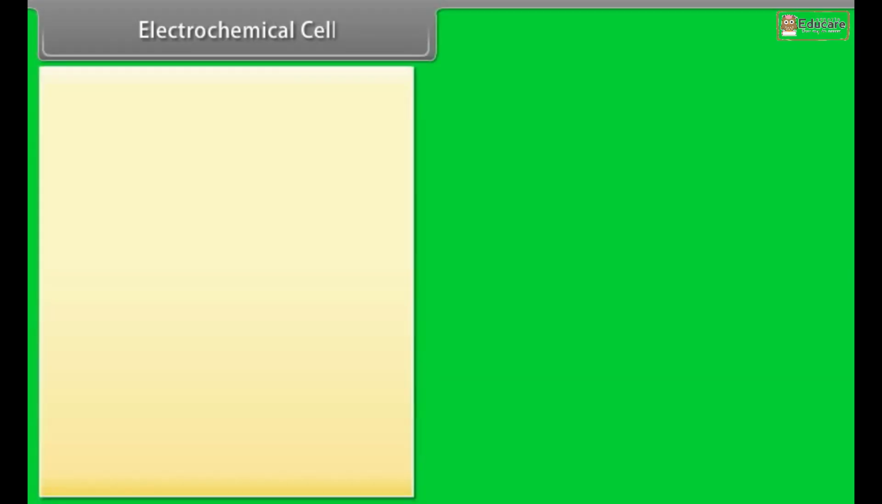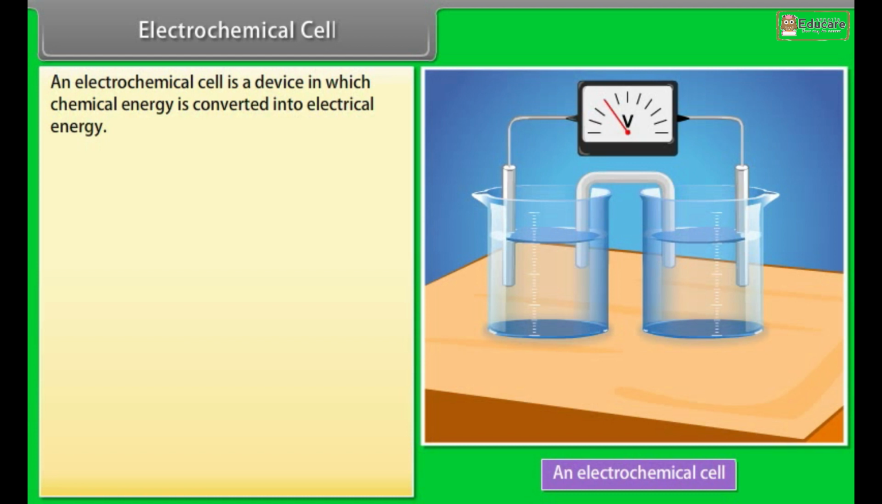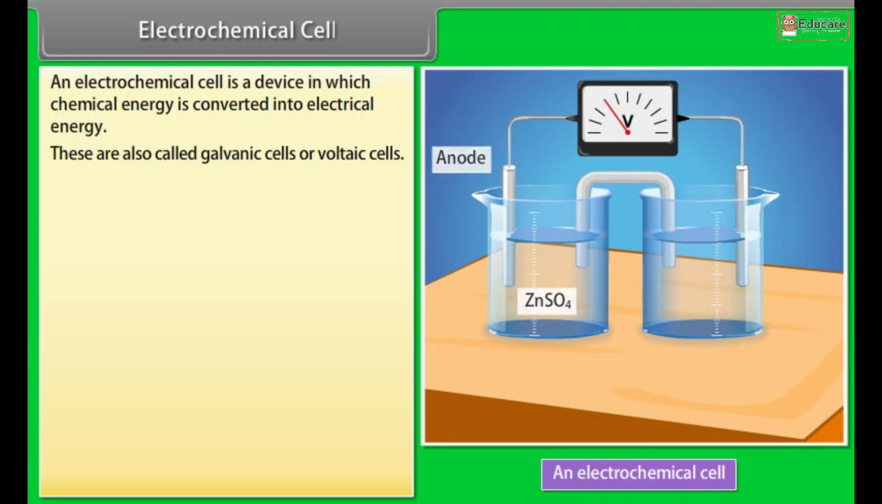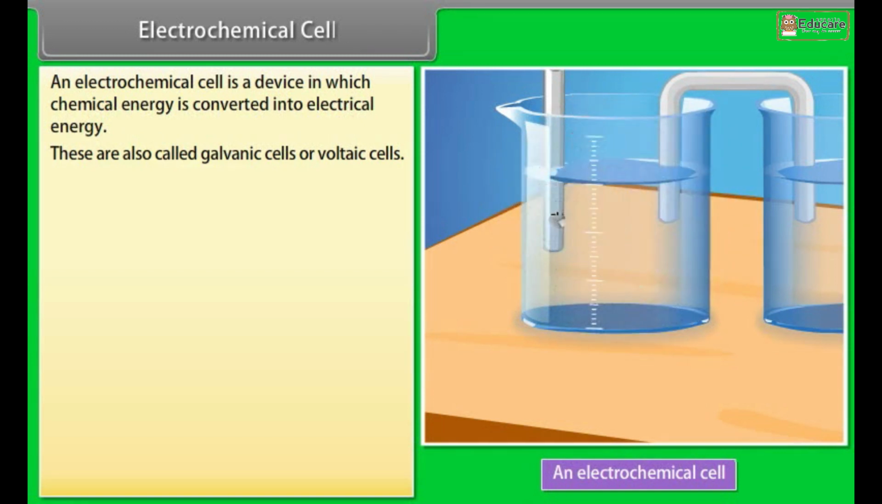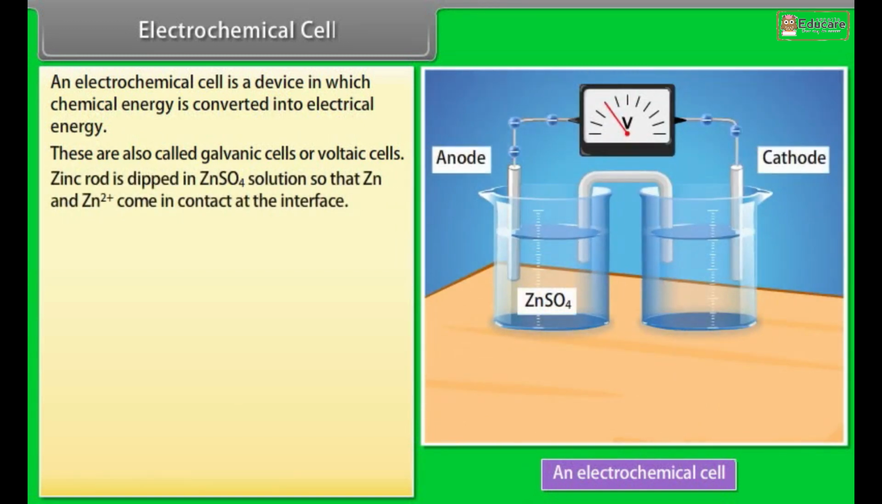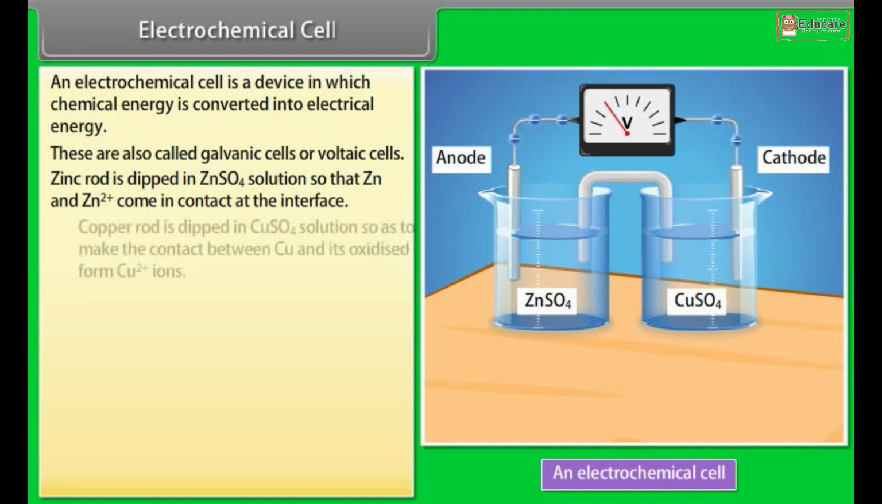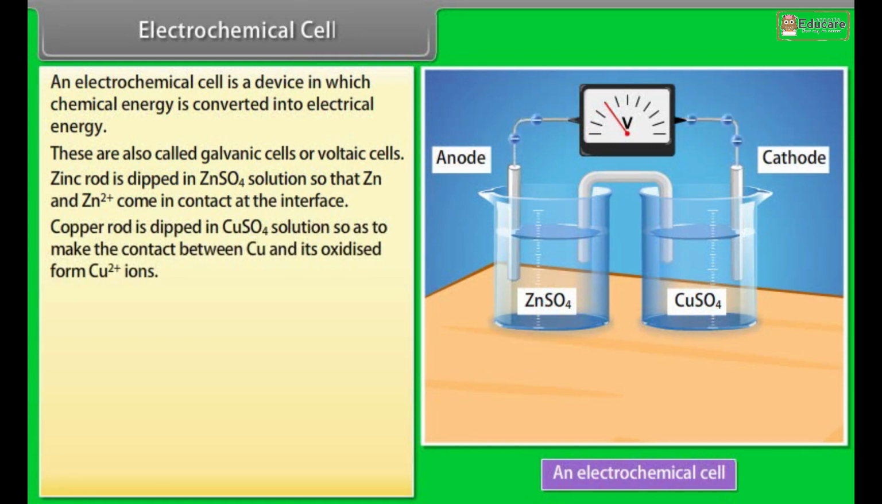Electrochemical cell. An electrochemical cell is a device in which chemical energy is converted into electrical energy. These are also called galvanic cells or voltaic cells. Let us consider the redox reaction between zinc and CuSO4 solution. Zn and CuSO4 solution are taken in separate vessels. The zinc rod is dipped in ZnSO4 solution so that Zn and Zn2+ come in contact at the interface. The copper rod is dipped in CuSO4 solution so as to make contact between Cu and its oxidized form Cu2+ ions.